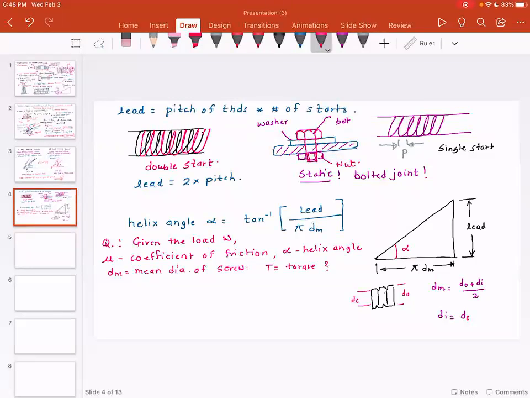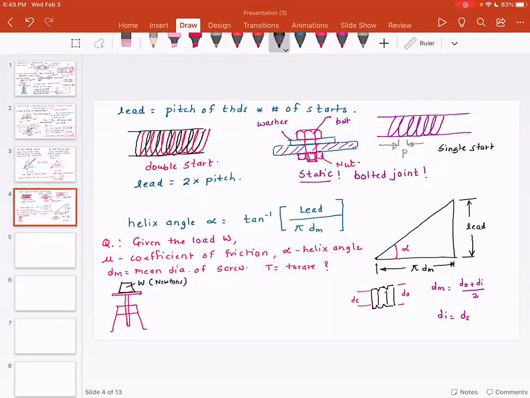So the question is, consider that you have a screw jack. This is just a schematic diagram of a screw jack. And on this screw jack, there is this platform. On this platform, there is this load W. So this is the load W, and this load is given in newtons.